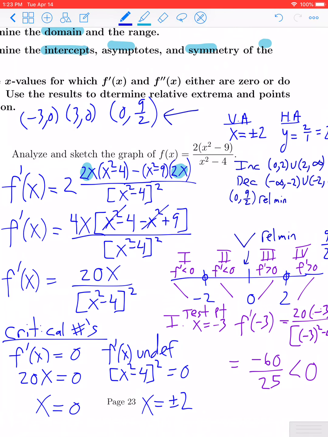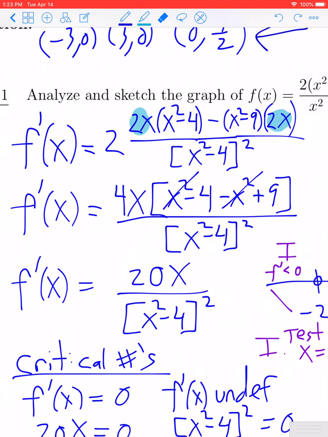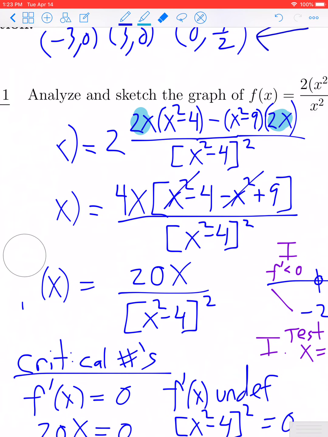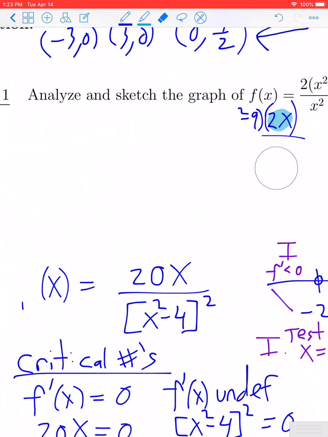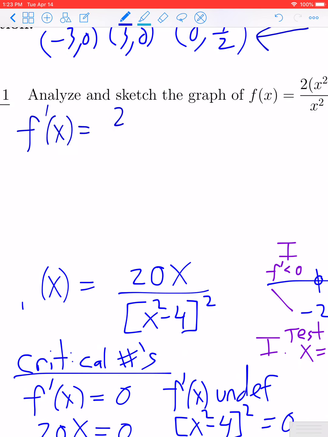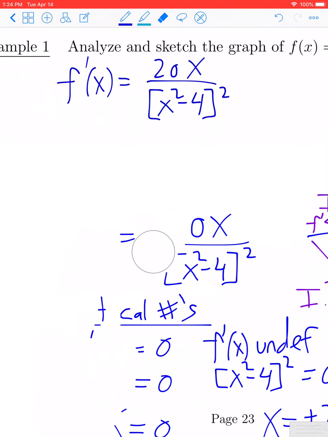The next thing we're going to do is find our second derivative so we can investigate concavity and also potential inflection points. So let me clear off all of the stuff except for the first derivative. We said that f prime of x was equal to 20x all over x squared minus 4 squared. And now we're going to take the second derivative.